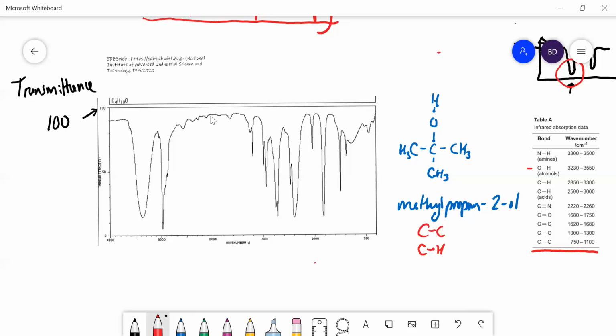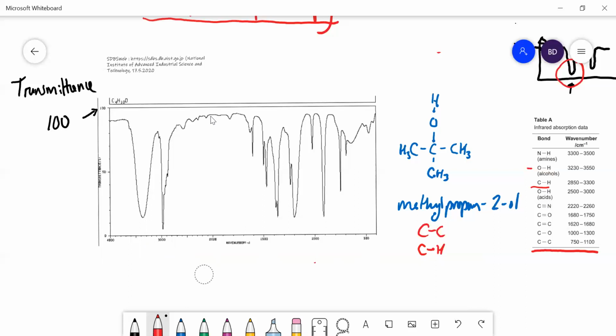Well, this, if you look at the scale, is the peak for the OH. It's the OH in the molecule which is causing that. And this peak next to it, if you look at the value, is CH. As I say, that CH peak is not very useful because everything has got that. But what is useful to know is that this is an alcohol.